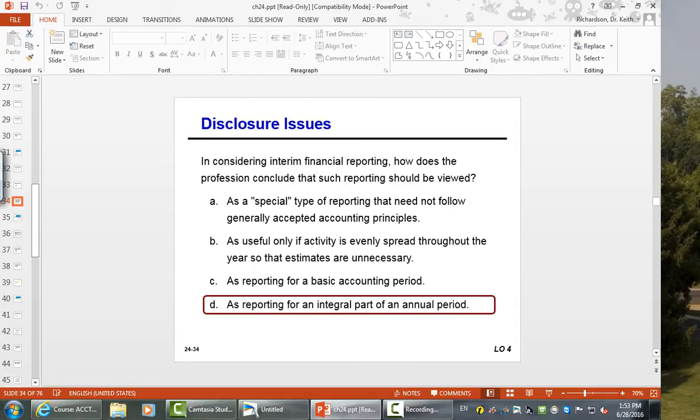All right, considering the interim financial reporting, how does the profession conclude that such reporting should be viewed? What do we want to do? Report it as though it were an integral part of the annual period.